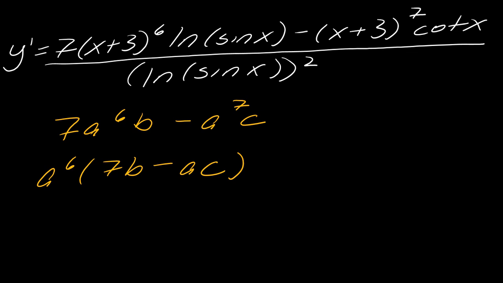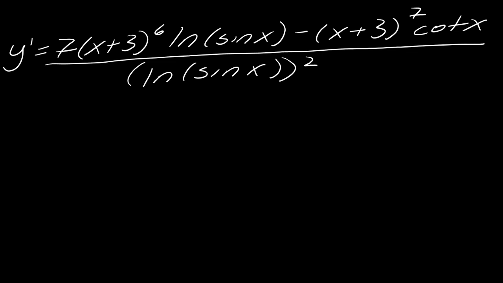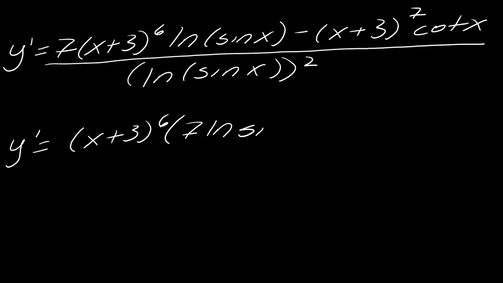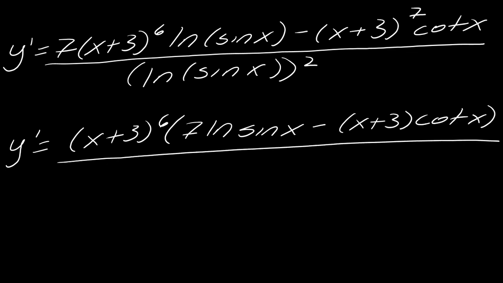You see that? So the reason that I bring this up is that I could actually factor out (x plus 3) to the 6th. I could factor this all the way out and leave all the other stuff that's in here. So let me show you how that'll look then. Basically the a is this x plus 3, the b was this natural log of sine x, and the c was the cotangent of x. So if I wanted to utilize this trick, I'm going to bring the (x plus 3) to the 6th out in the front. And then I have 7 natural log of sine x minus (x plus 3) cotangent of x, and then all of this over the denominator.